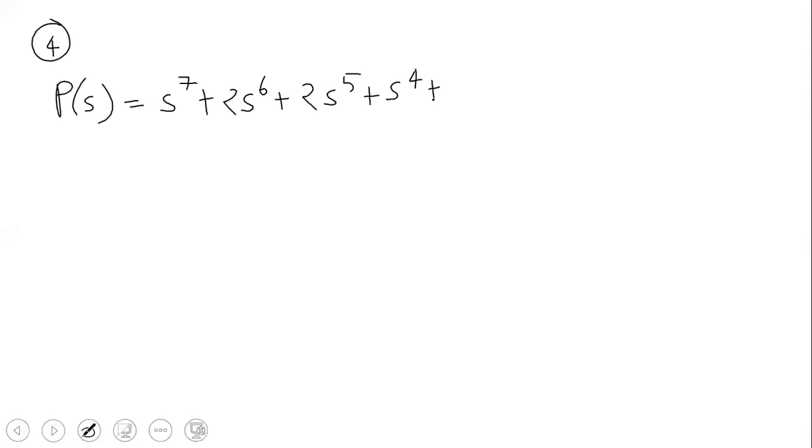Can you please try this question? Quickly take this down. Please take this down. Please solve this and tell me whether it is Hurwitz or not. And one more question, please take it quickly down.